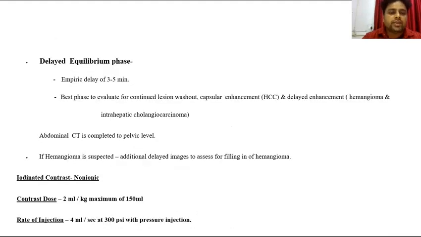Delayed equilibrium phase, with an empirical delay of 3 to 5 minutes. This is the best phase to evaluate continuous lesion washout, capsular enhancement and delayed enhancement. The abdomen CT is completed to the pelvic level. If hemangioma is suspected, additional delayed images are taken to assess for filling in of the hemangioma.